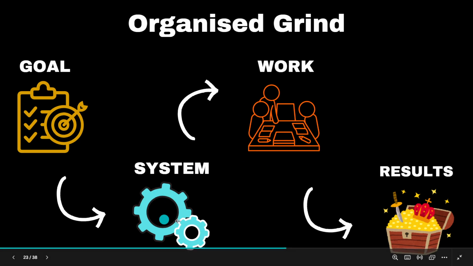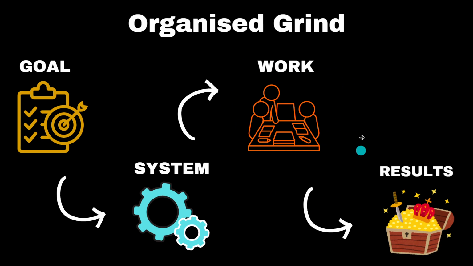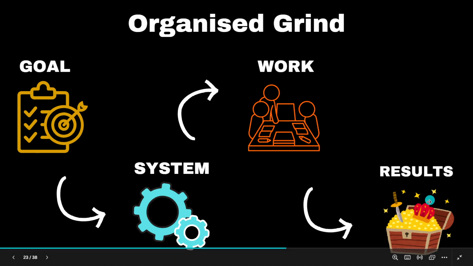You commit to this system by planning it into your schedule. Obviously, I said you make a habit tracker, you do the work and you get results. That is an example of an organized grind. You have a goal, you set yourself a system, you followed it and you get the results.